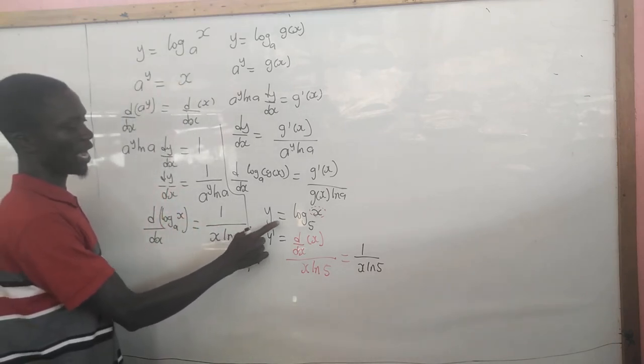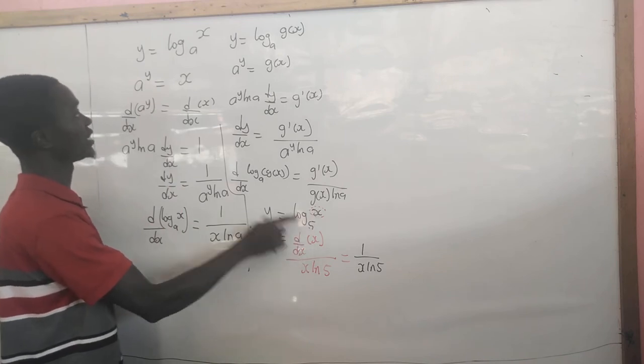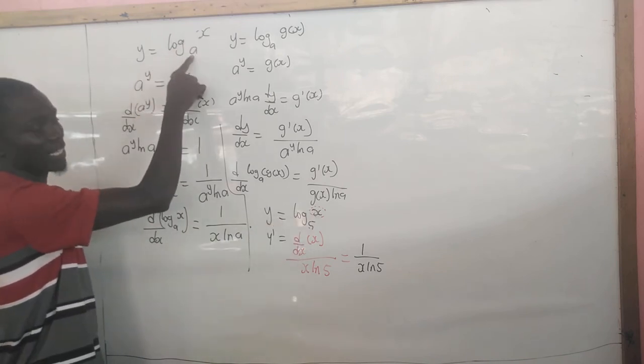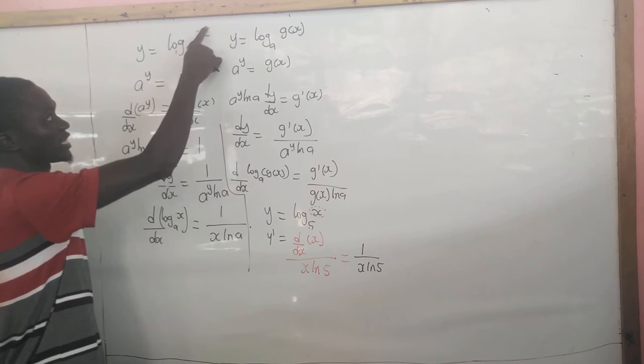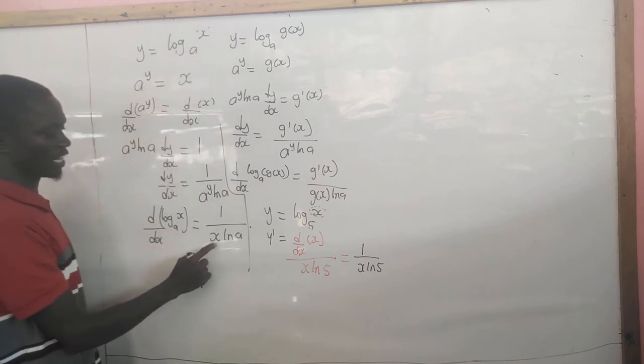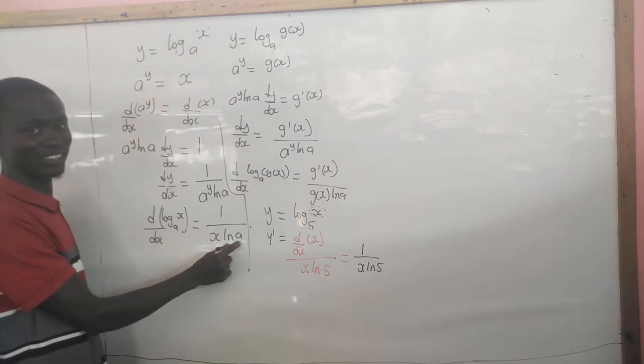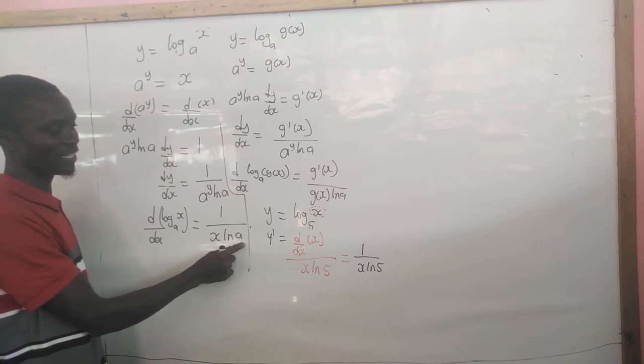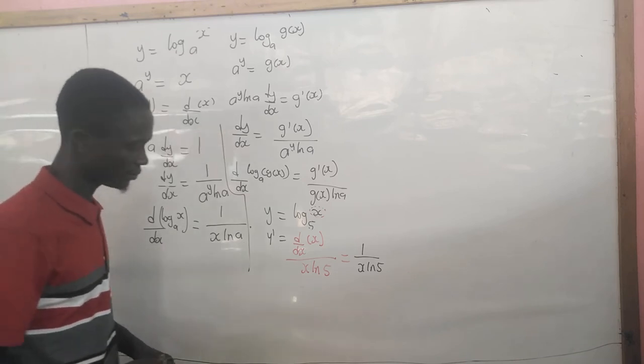So here, y equal to log x base 5 is the same as y equal to log x base a. So if we differentiate log x base a, you see you get 1 divided by x natural log of a, or ln a. Now let's move on.